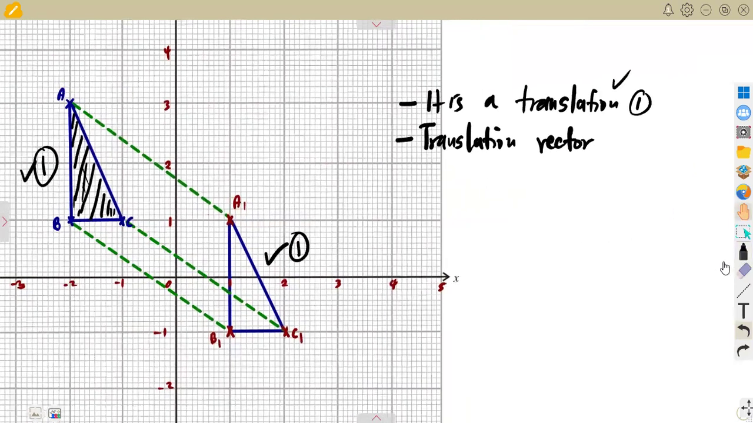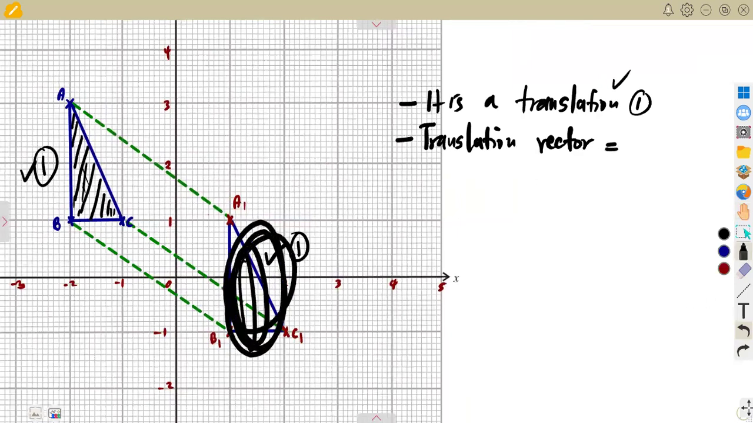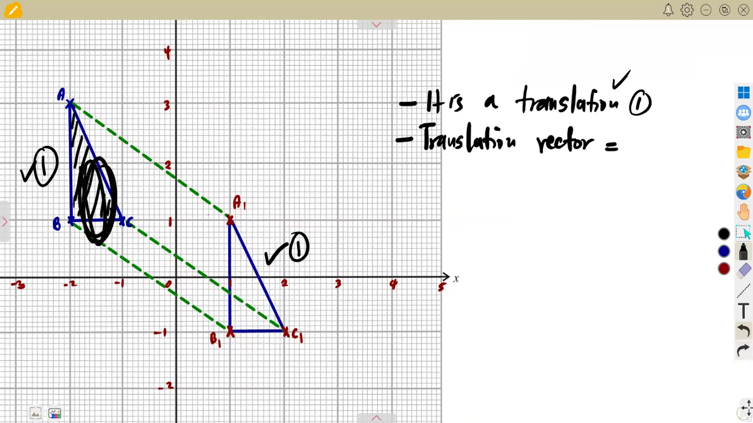So translation vector, if it is given as the image minus object, this is the image triangle, this is the object triangle. So when I'm saying image minus object, I'm saying the point on the image. So if I use A1 on the image minus its corresponding point, which is on the object, is what? It's A. That's what I'm trying to say. Image minus the object. So the image, that's A1, or you can use B1. So you write it as a vector. Let's start with A1. We're going to use another one and prove.